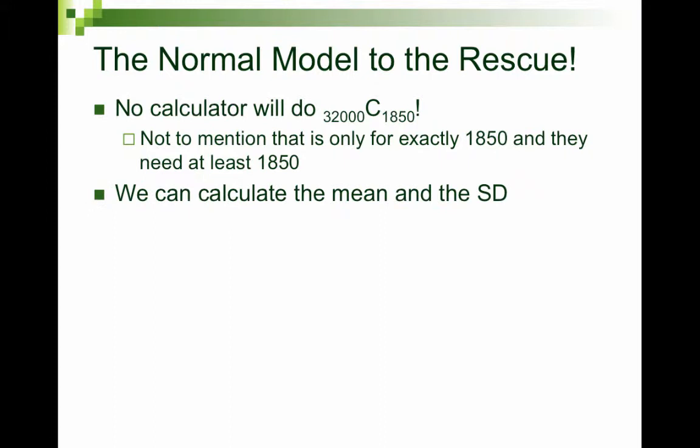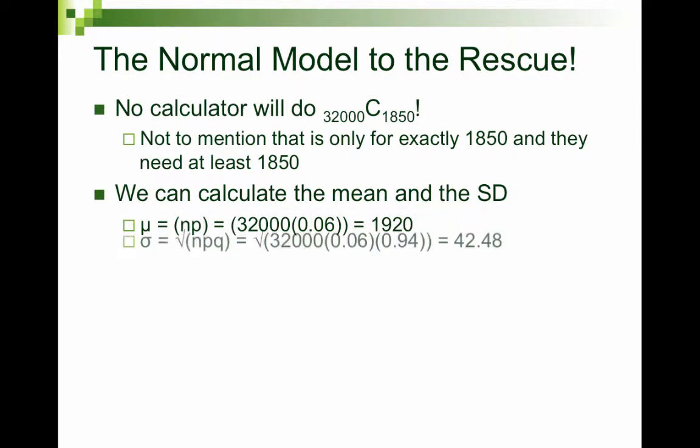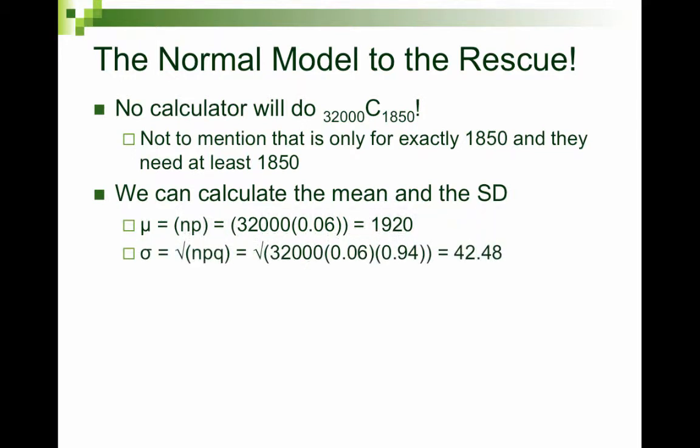What we can do is calculate the mean and standard deviation. The mean, using the binomial model, is n times p, number of trials times the probability of success, which in this particular situation would be 32,000 times 0.06, which is 1920. So on average, if we have 32,000 donors, we should expect to have 1,920 people with O-negative blood. The standard deviation is calculated as the square root of n times p times q. So the square root of the number of trials times the probability of success times the probability of failure, which in this case ends up being 42.48.